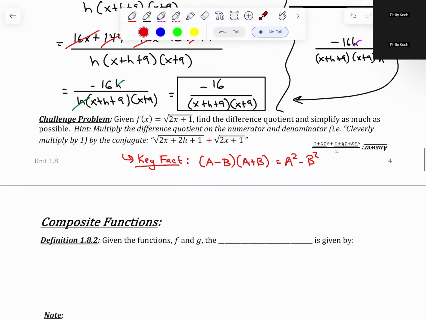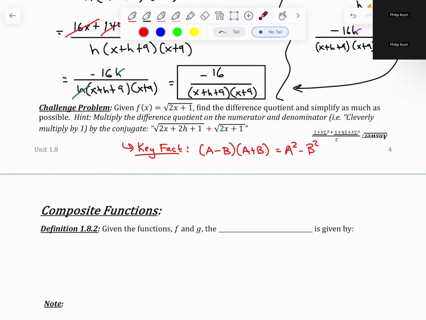So we'll move on to the next topic, the one that's going to be most important for Unit 3.1, which is composite functions.